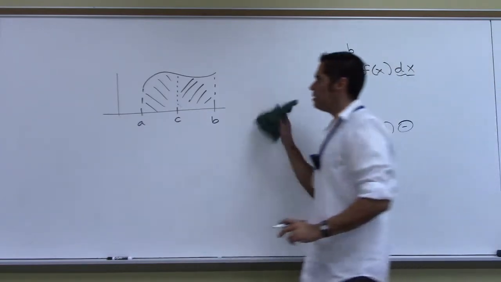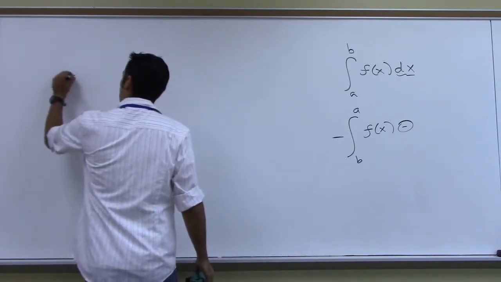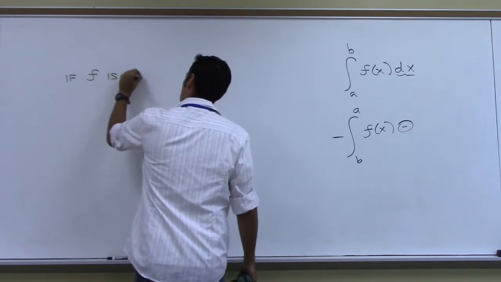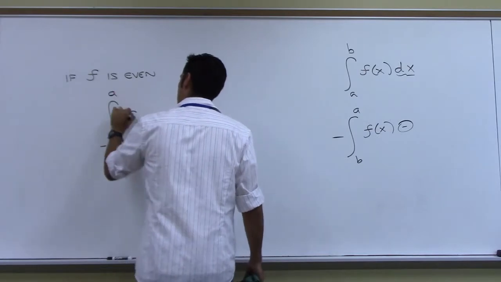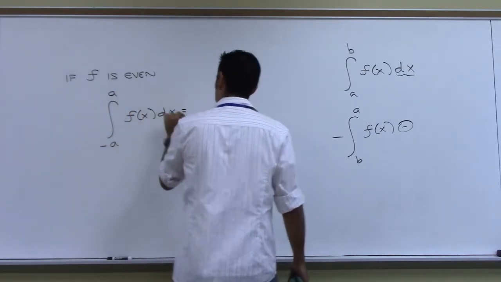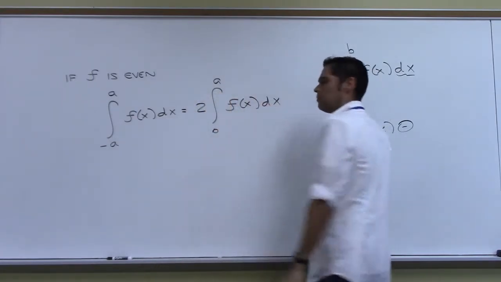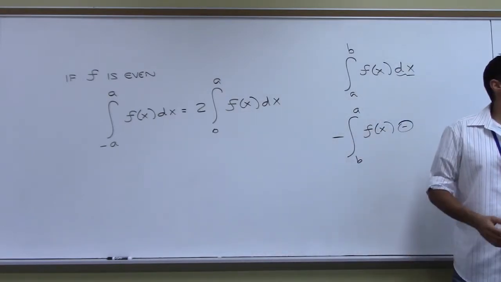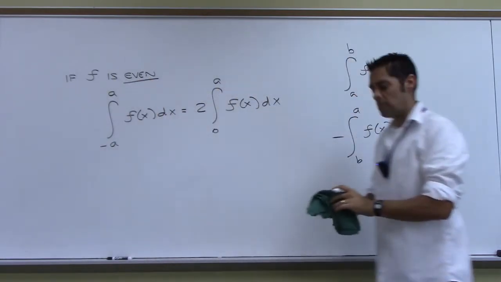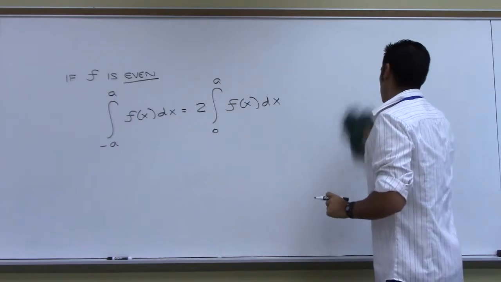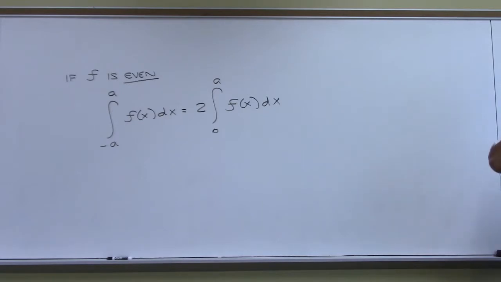All right, the next one is a nice result. If f is even, then the integral from negative a to a of f of x dx equals 2 times the integral from 0 to a of f of x dx. What does it mean for a function to be even? You have to remember what this means. You probably saw that in college algebra, pre-calculus, and probably in calculus 1. What does it mean for a function to be even? You remember?